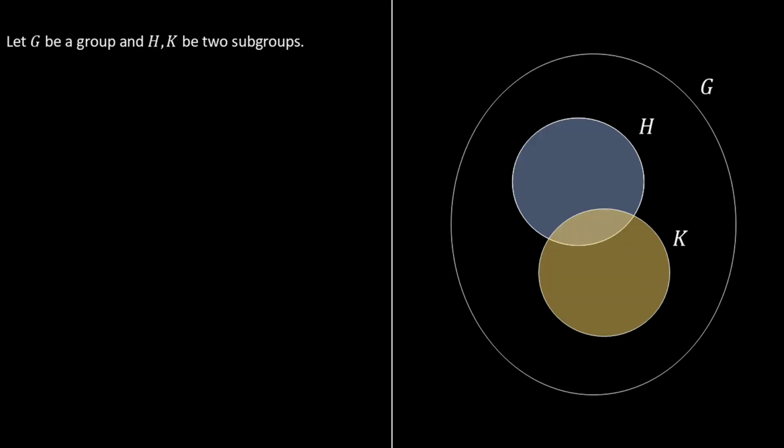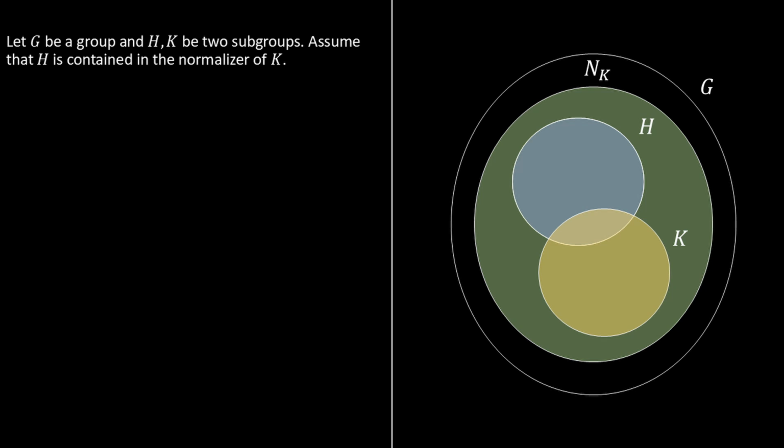Let G be a group and let H, K be two subgroups. Assume that H is contained in the normalizer of K, where the normalizer of K is the set N_K with all elements x in G such that xKx^{-1} equals K. Then H ∩ K is obviously a normal subgroup of H.